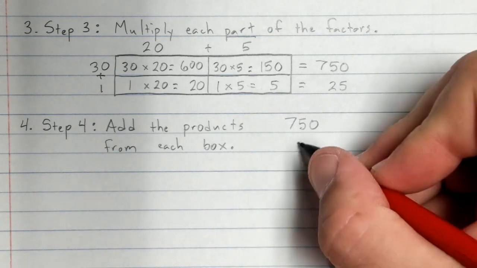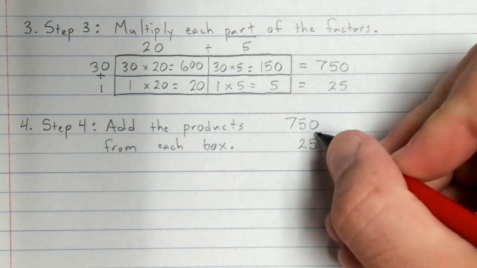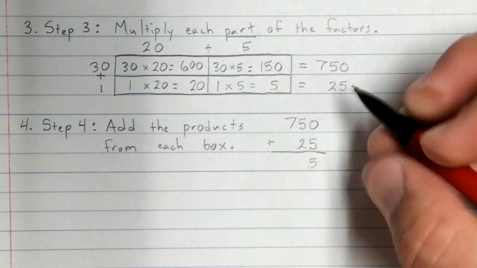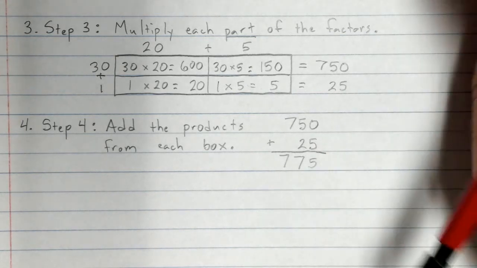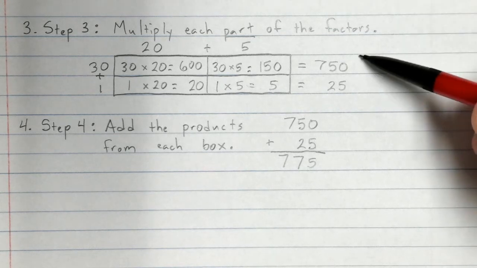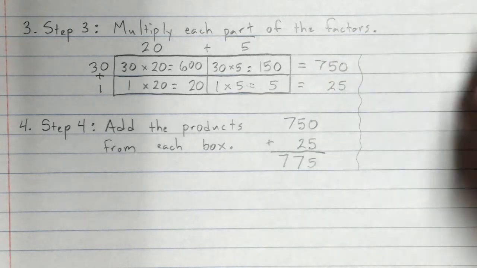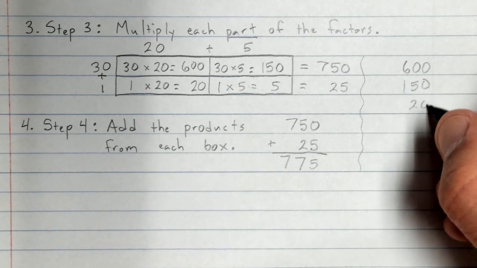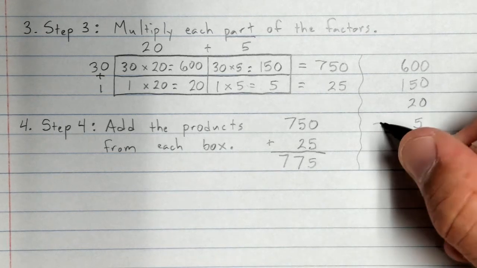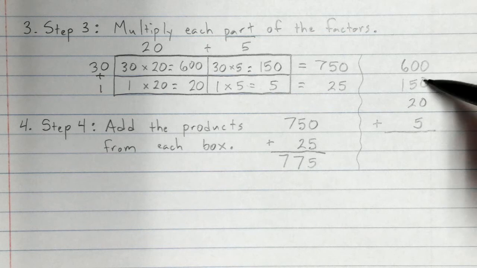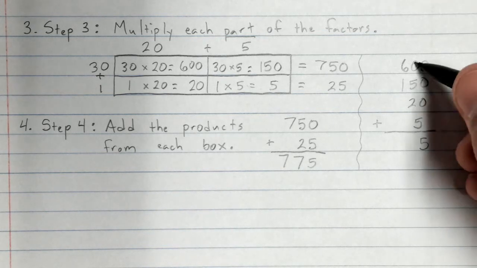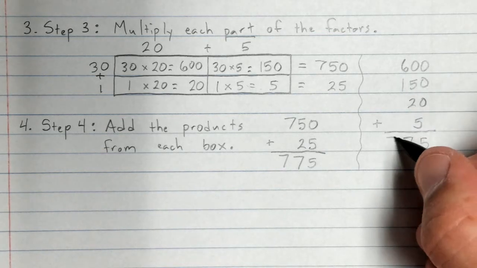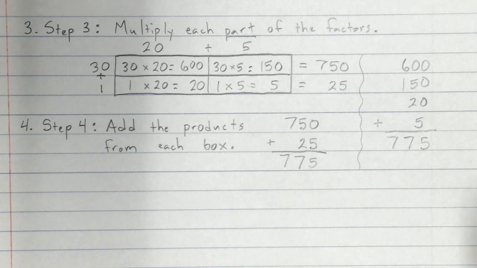Okay, 750 plus 25. We'll make sure we line those up correctly so we got the 1s, the 10s, right? Go ahead and add them together. Some of you have already done this. 775. Okay. Now again, I could do a slightly longer way. I can just add each part. 600, 150, 20, 5. You can do this however it makes sense to you. 0 plus 0 plus 0 plus 5 is 5. 0 plus 5 is 5. Plus 2 more would be 7. 6 plus 1 is 7. So I get the same answer either way.